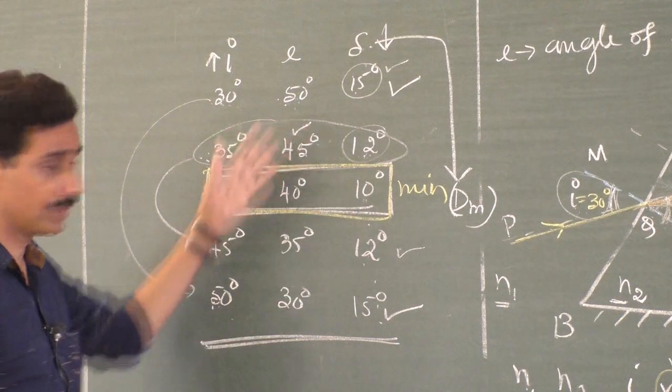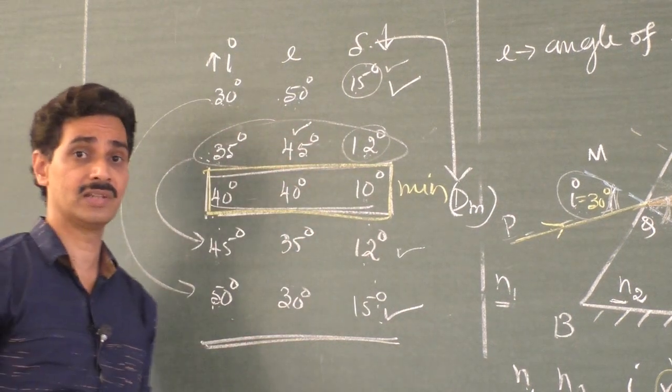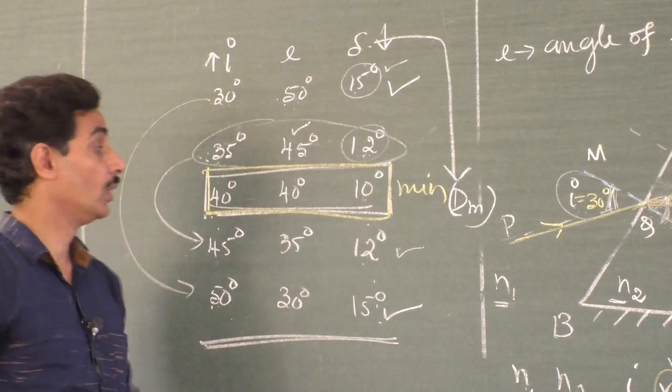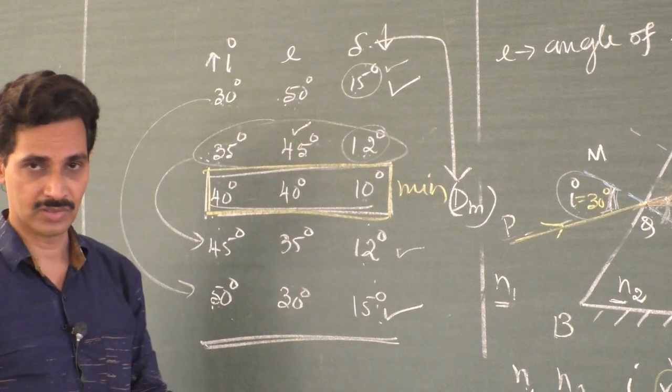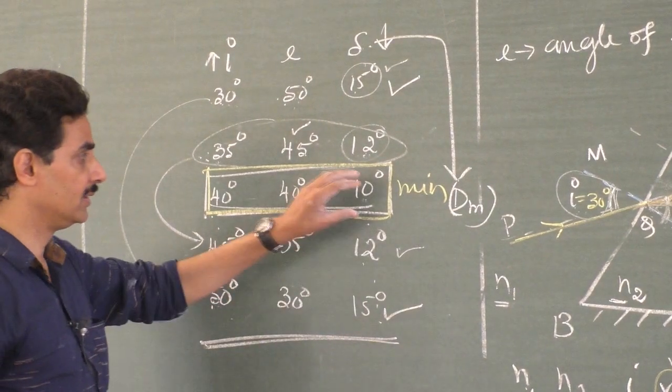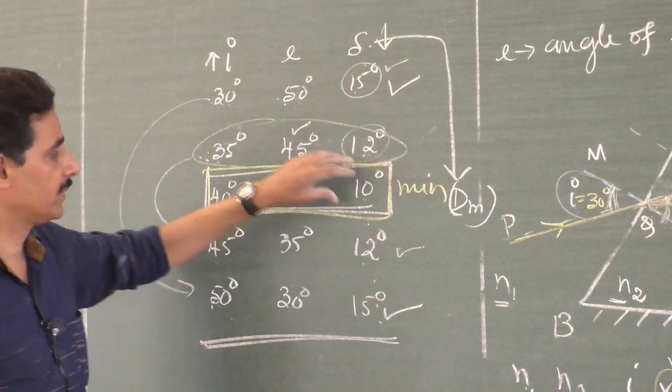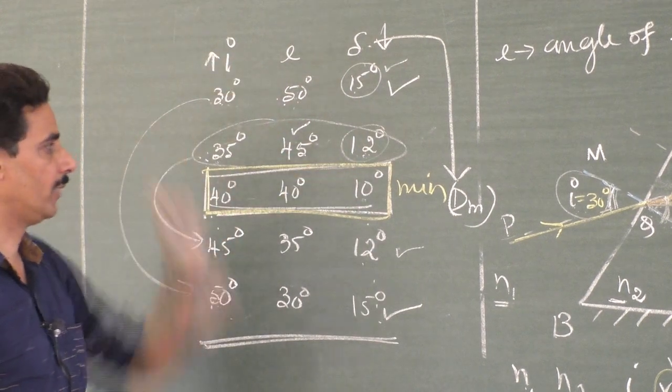And remember, these are all the numerical values just given for your understanding. Don't write that 10 degrees is the angle of minimum deviation, okay? That is not the answer. Just numerically you are given some information. This is the minimum value.